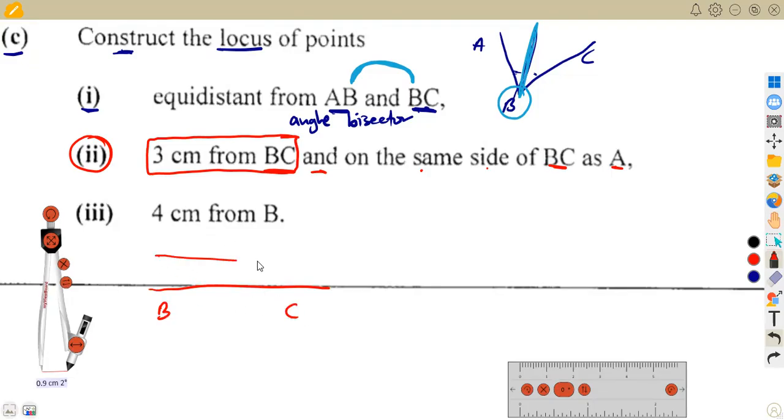We are going to have a line 3 centimeters this side, 3 centimeters this side, meaning these two lines will be parallel to BC. But now they are giving us a condition to say it's not only 3 centimeters from BC, it's also on the same side of BC as A. So we are going to have a line that is parallel to BC, but on the side where A is. We are going to have 3 centimeters to the side where A is.